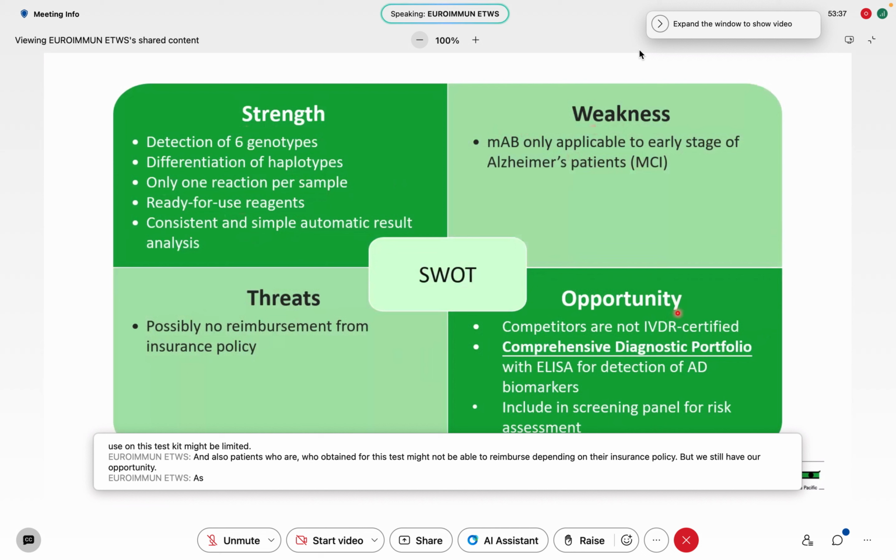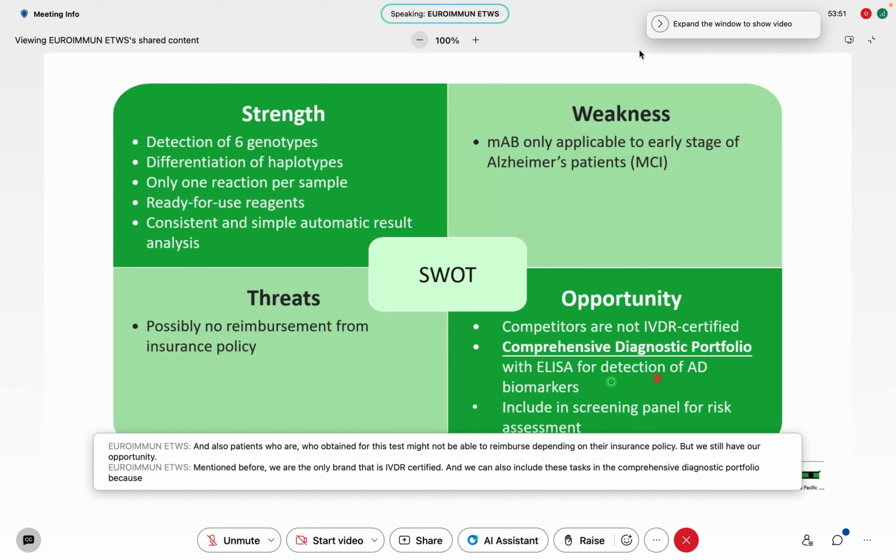mentioned before, we are the only brand that is IVDR certified, and we can also include these tests in the comprehensive diagnostic portfolio because we also have solutions for detection of the Alzheimer's disease marker, for example, the beta amyloid ELISA or the total p-tau ELISA.